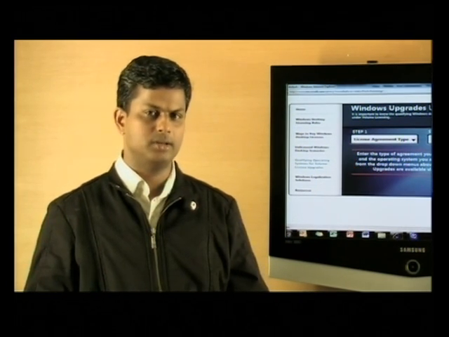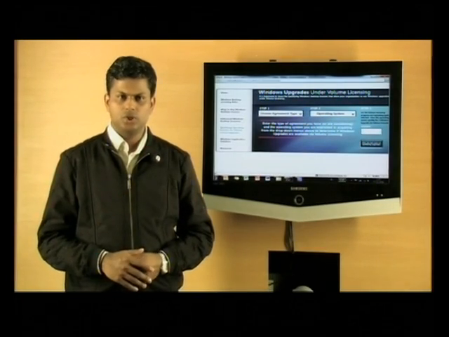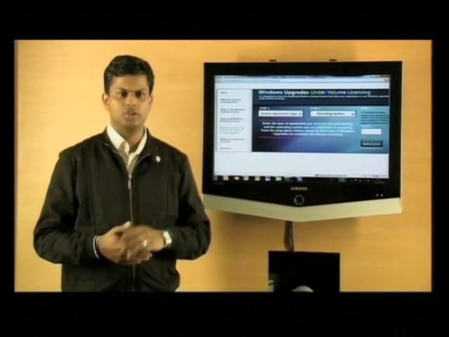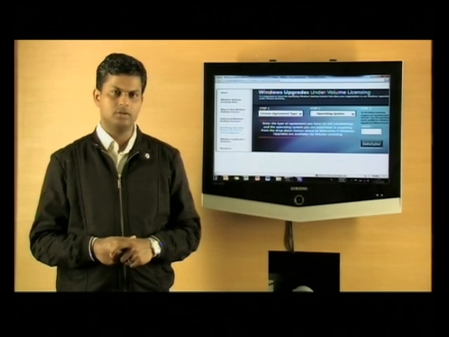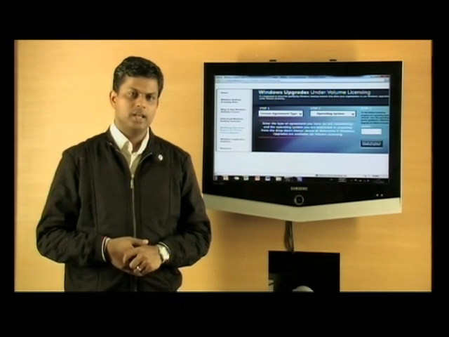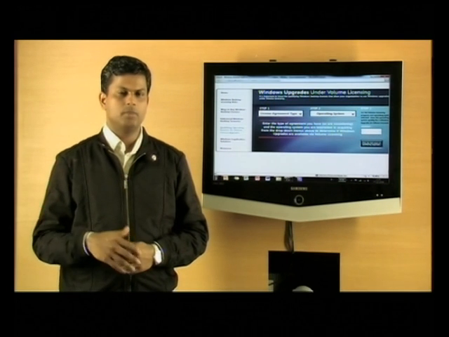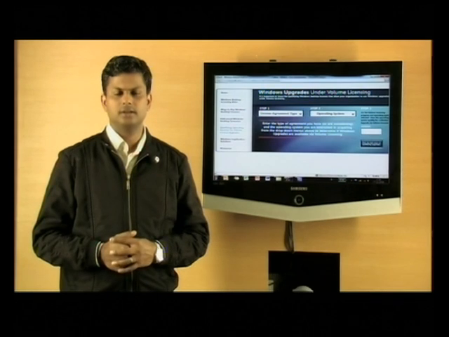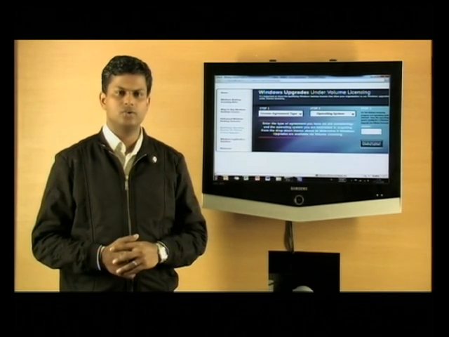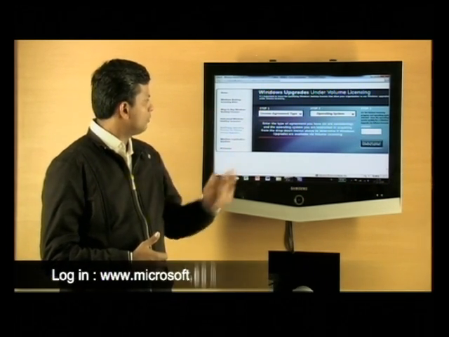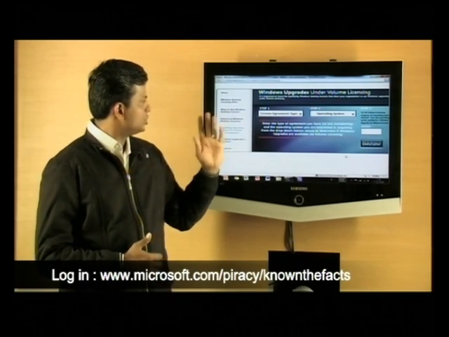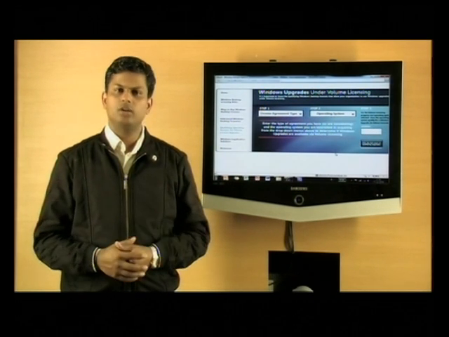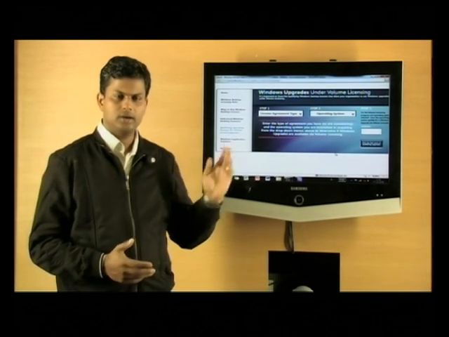a volume licensing agreement. If you are a non-academic institution or an organization, you cannot buy a home version of the operating system as a full OS. If you are an academic institution, you are permitted to buy a home edition. And all of these are listed on our Microsoft site. You can go to microsoft.com/piracy/know-the-facts. All of the answers as to which are the qualifying OS are right up there.